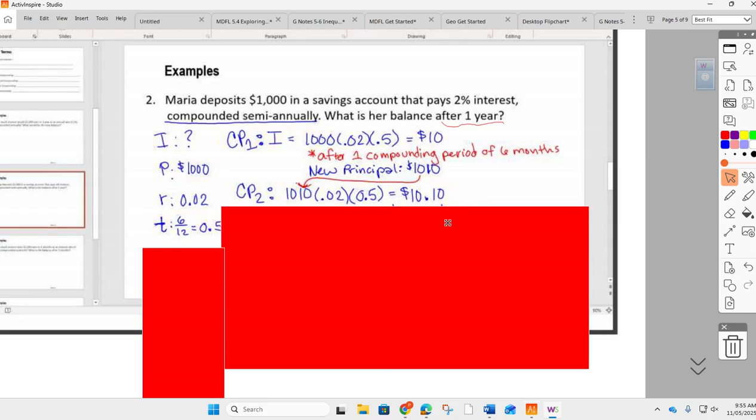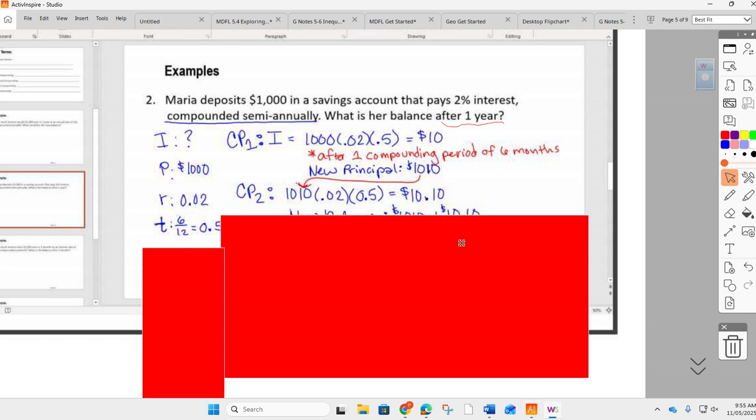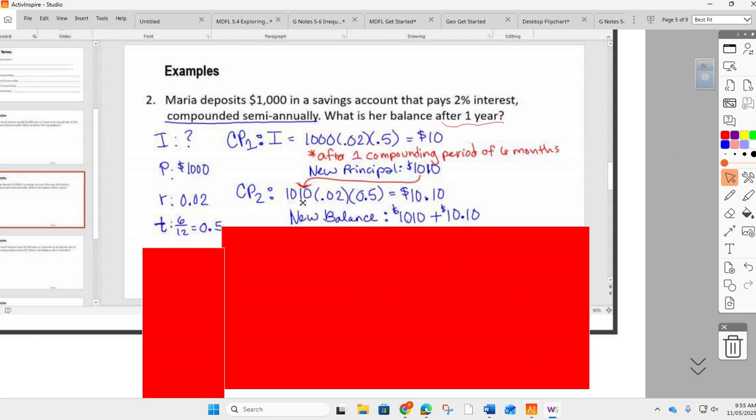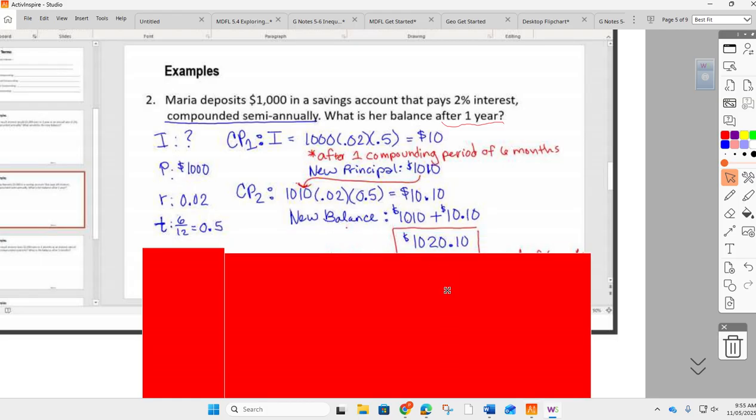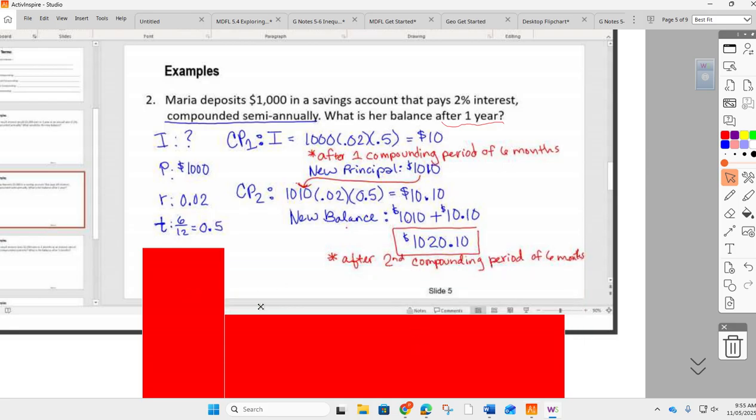So everything else stays the same except for her principal. She now has $1,010 in her account, so they have to pay her interest on the interest they already paid her. If you plug in everything else the same, this second compounding period of the year, she actually earns $10.10 in interest. And so now our new balance starts with her balance at the beginning of that second compounding period, added up, and so now it's $1,020.10.